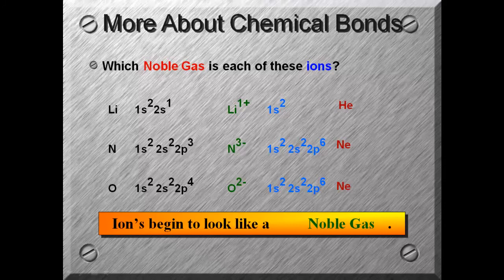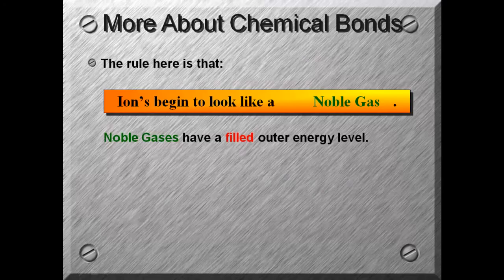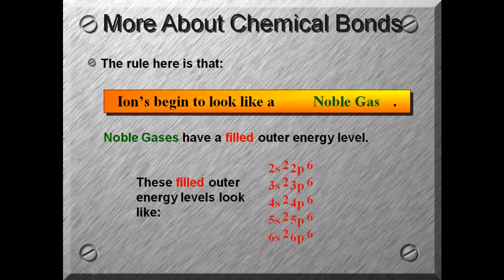So ions begin to look like noble gases when they become positive or negative, lose or gain electrons. The rule here is that ions begin to look like a noble gas. Noble gases have a filled outer energy level. They look like this. This is why noble gases will not react, because they're very stable with their outer energy levels having 8 electrons in them.